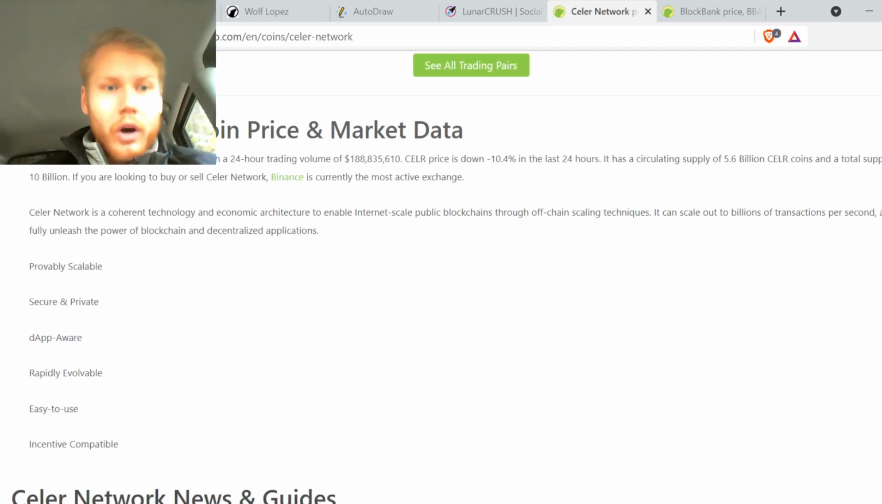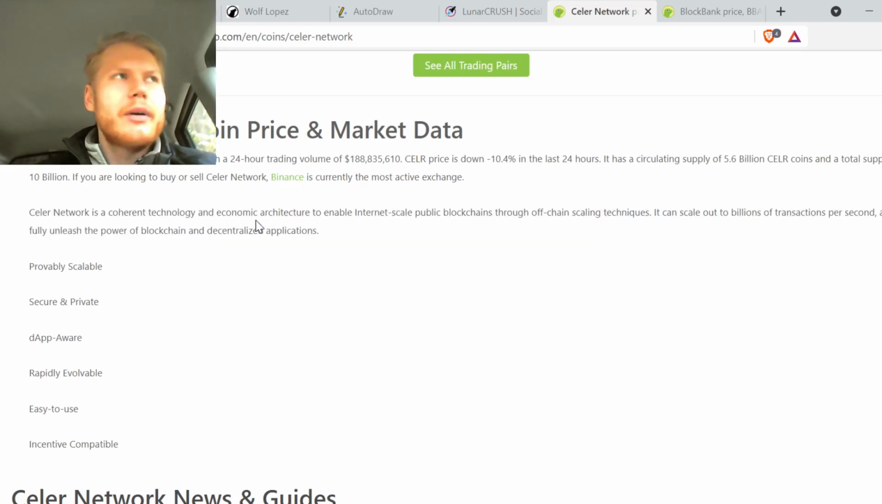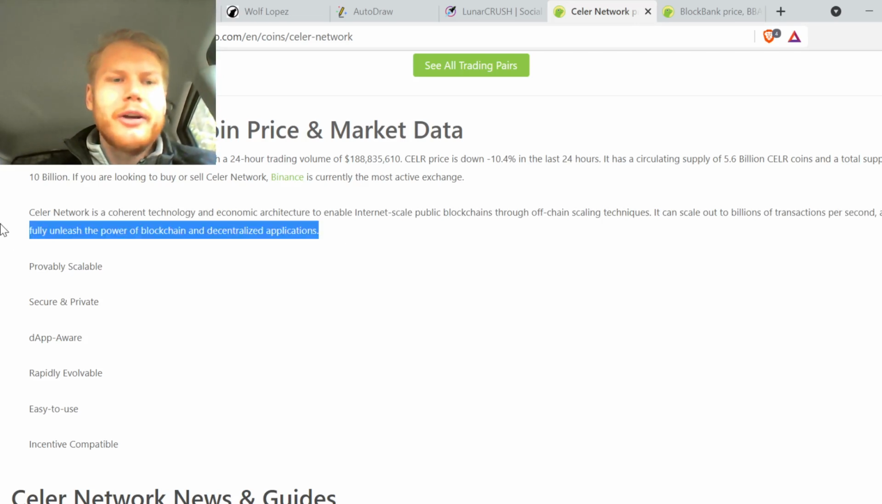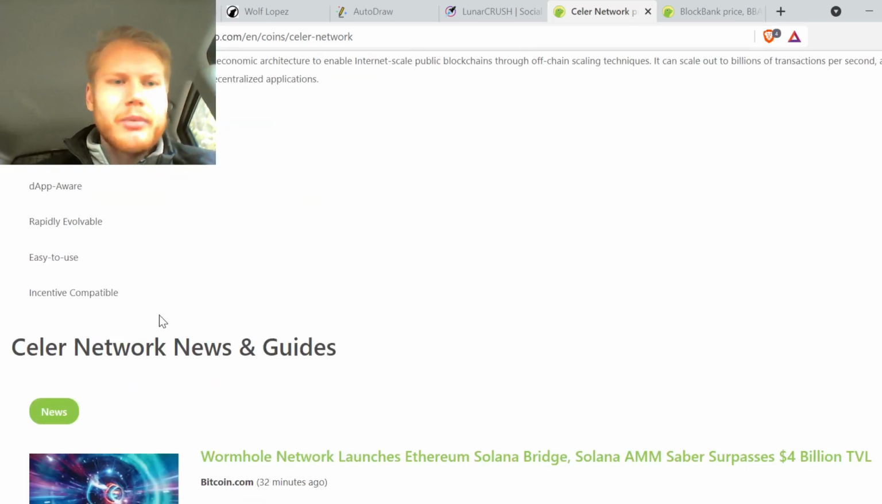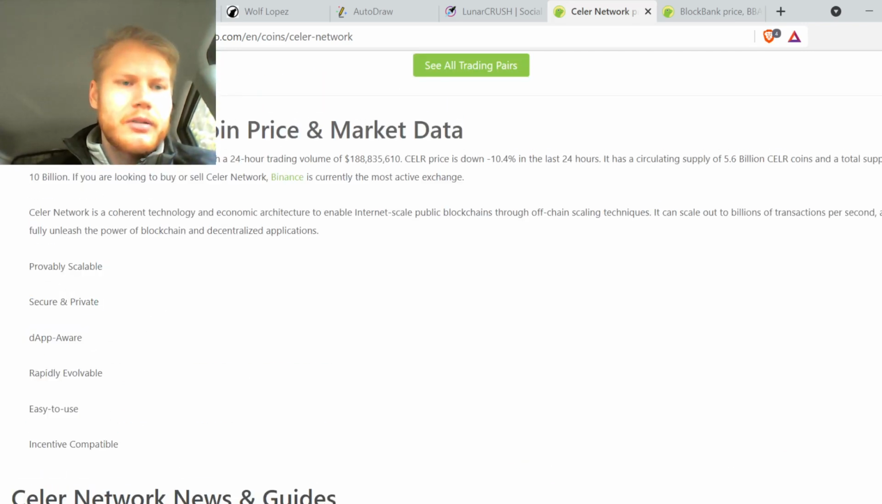Celer Network is the coherent technology and economic architecture to enable internet scale public blockchain through off-chain scaling techniques. It can scale out billions of transactions per second and will unleash the power of blockchain and decentralized applications. I understand what it's saying here, but a lot of people don't. It took me a long time to understand, and I'm going to share with you what it's saying if you don't understand it. So I'm just going to read this through: scalability, security, and that's that.